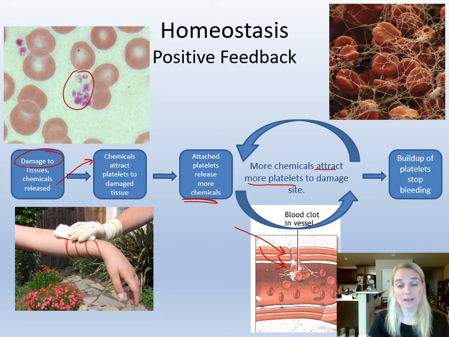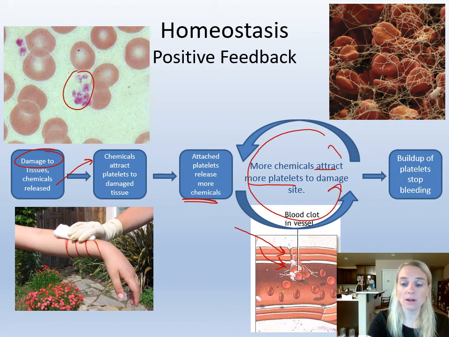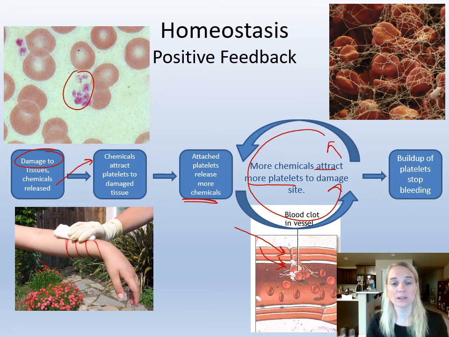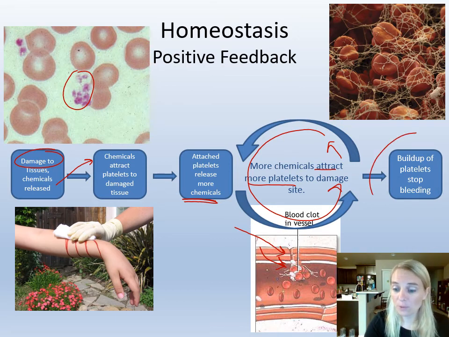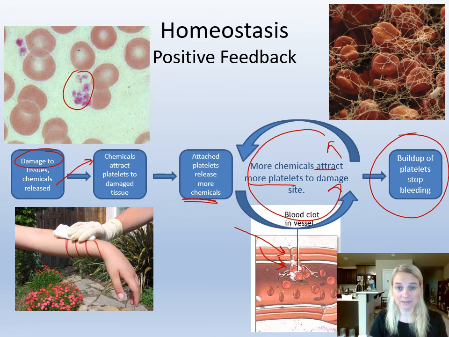And more platelets come and stick, and they release chemicals. And so now we have got into what's called a positive feedback loop, or almost like a snowball effect. So more chemicals attract more platelets, which release more chemicals, which attract more platelets, and so forth and so on. You get the picture. And then what eventually happens is we end up with enough platelets to stop the bleeding. We're back to homeostasis, right?